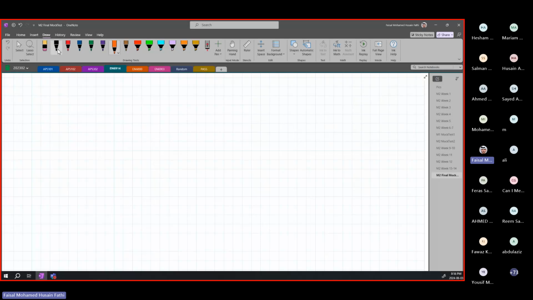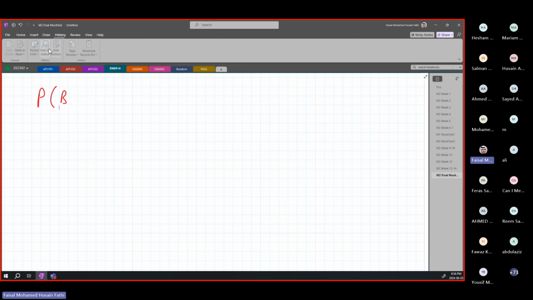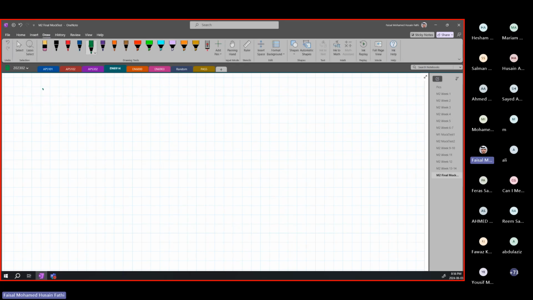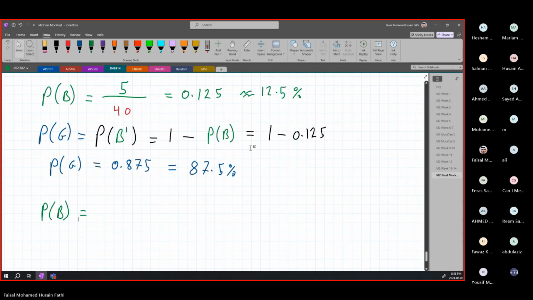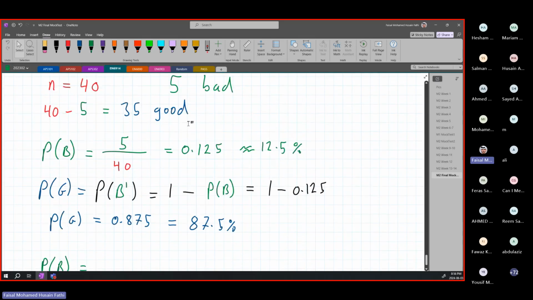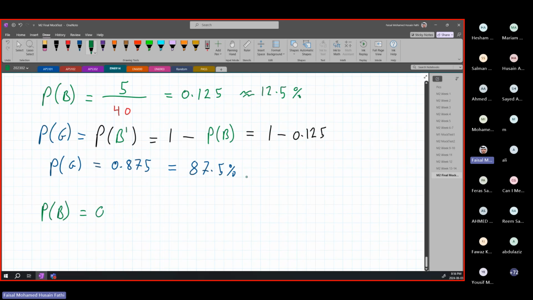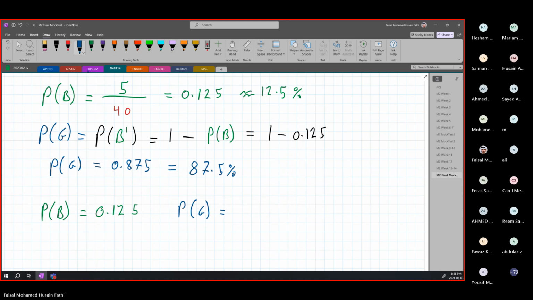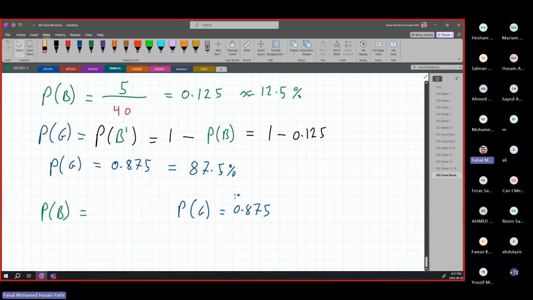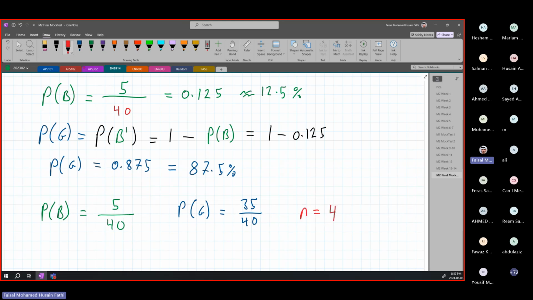Again, same exact idea. So we have our probability of good or probability of bad. I think I did it in green. The probability of bad is equal to 0.125. We have the probability of good to be equal to 0.875. And then actually I'm going to keep them in fraction form so you guys understand exactly how the numbers will change when we are doing replacement and no replacement. So it's 5 over 40 and this was 35 over 40. All right. And our n obviously is 40. Okay.